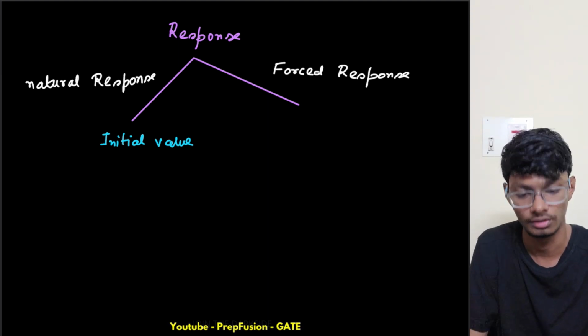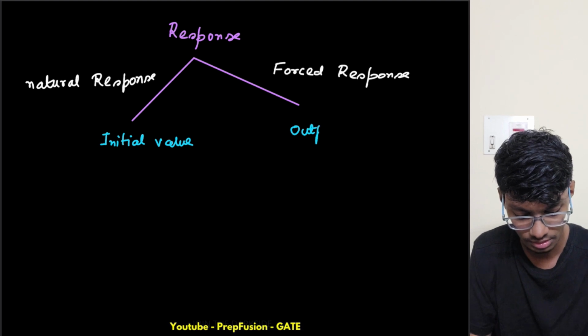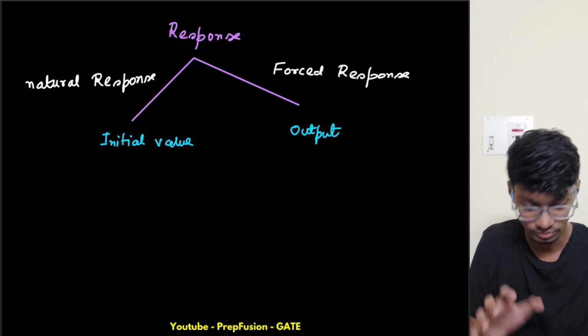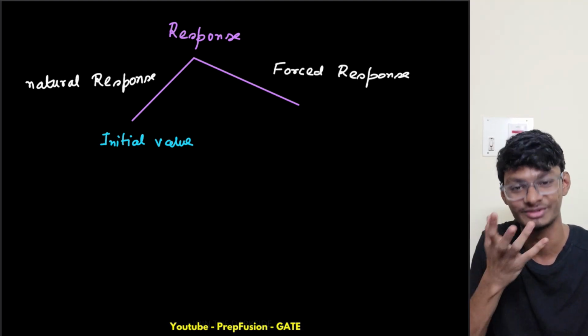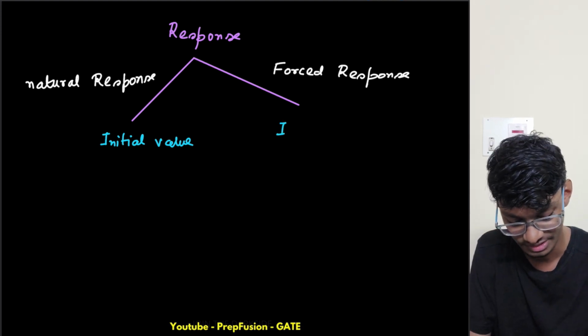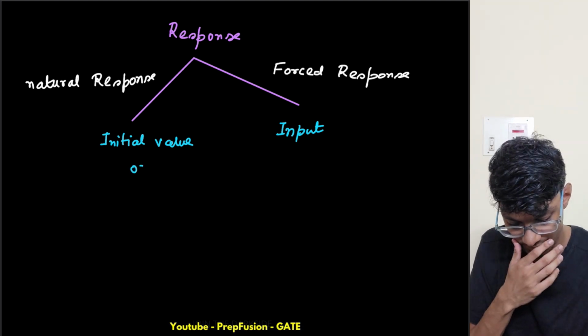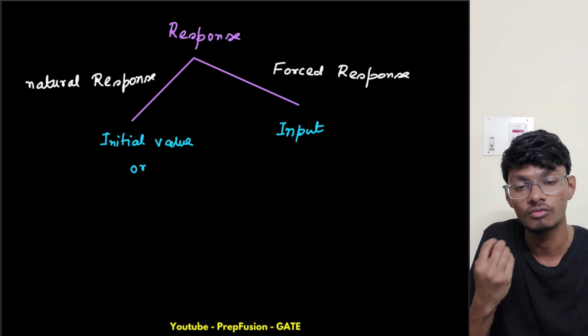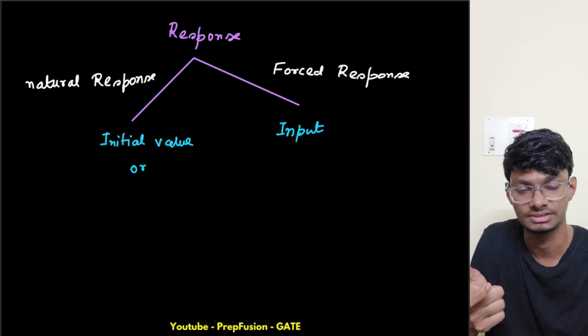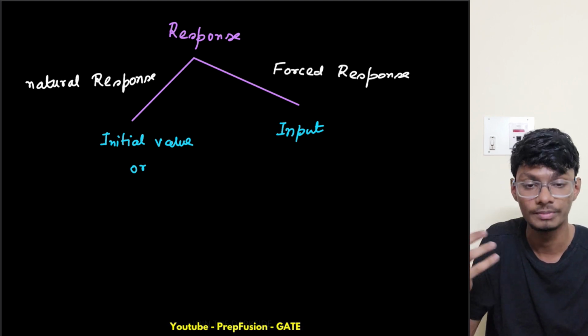It is due to the output. Okay, sorry, not the output. Response is the output due to the input, basically. So it is due to the input. Okay, so this is right. The natural response is due to the initial value, or what you can say, memory based response.